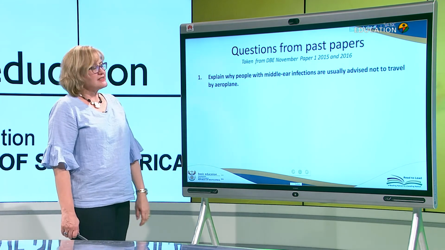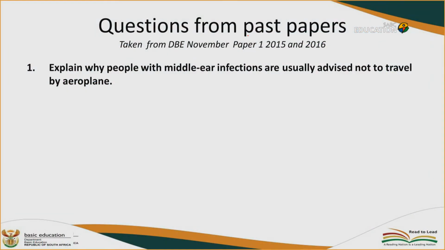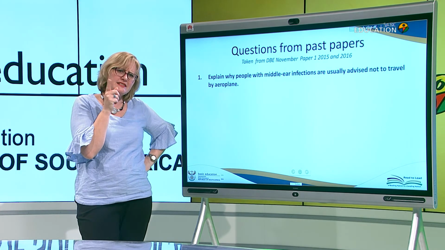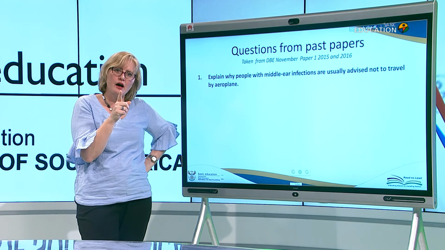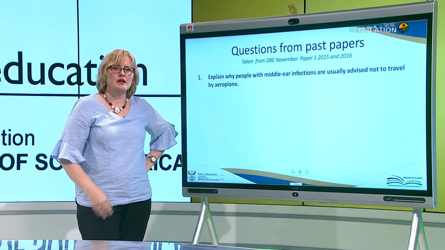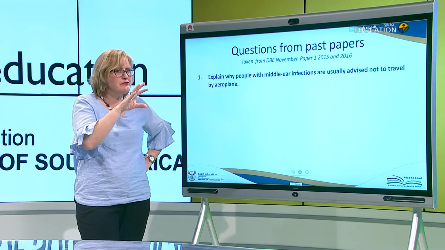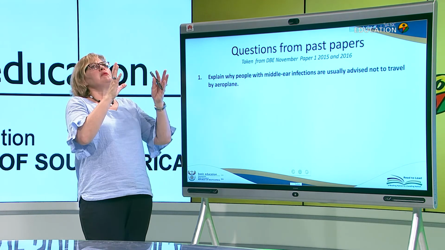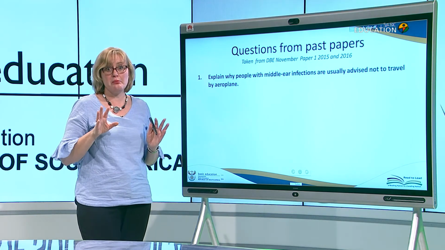And now we're getting towards the end of the presentation. These are questions from past papers on the ear defects and illnesses. This is taken from paper 1, November 2015 and 16. I combined the two. Explain why people with middle ear infections, which we spoke about now, are usually advised not to travel by aeroplane. Where did we speak about an aeroplane before? Eustachian tube, isn't it? So you need to know that if you have a middle ear infection and you go up in an aeroplane, boy, you're asking for pain.